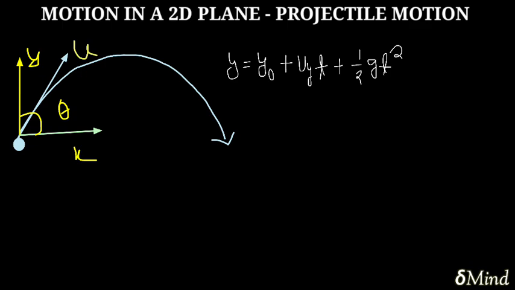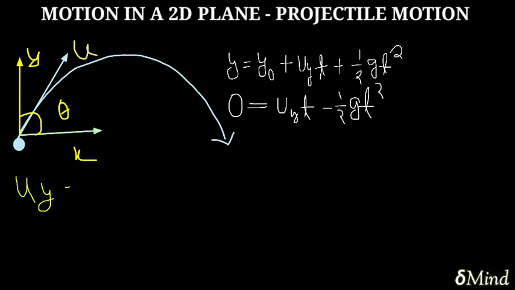Since we are considering the case where the final height y is equal to the initial height y naught, we can set y equals y naught. Hence, y naught equals y naught plus u_y t plus half times minus g t squared. By simplifying the equation, we get 0 equals u_y t minus half g t squared, and factoring out the t, we get t times (u_y minus half g t) equals 0. And then t equals 2u_y by g.